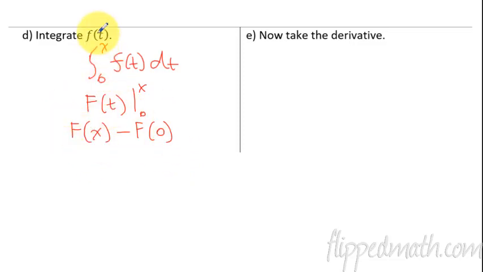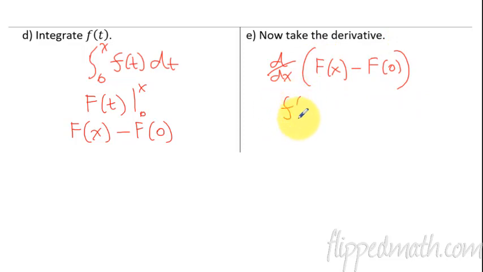So this is integrating little f of t. Now what if I take the derivative? So what I'm saying is, let's take the derivative with respect to x of the integral that I just got, capital F of x minus capital F of 0. Okay, so the derivative of capital F of x is little f of x minus, now what is F of 0? It's a number. We don't even have to know what the value of capital F of 0 is.